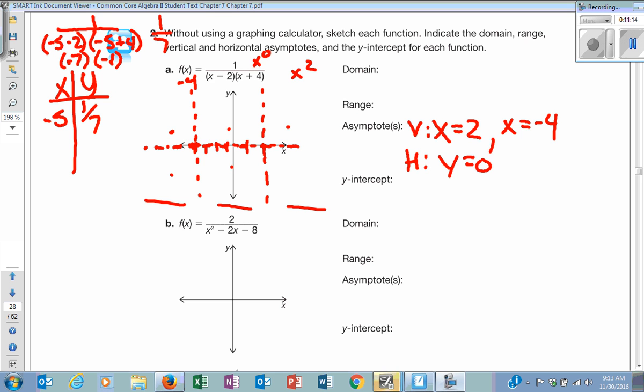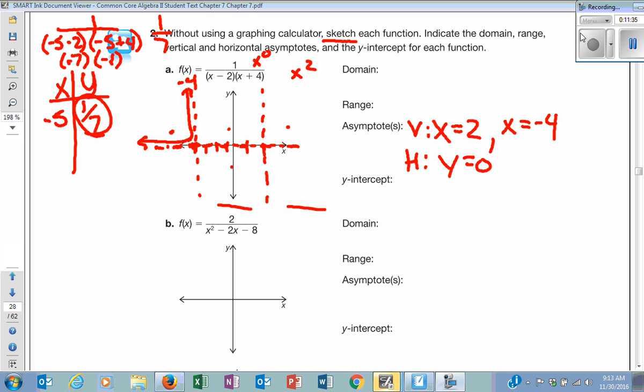And again, they've asked me to sketch this, so I really don't have to get too detailed. All I care about is that it is a positive, which means my graph is in this section, not down here. So I know it's not down there. So I know my section is going to be like this.